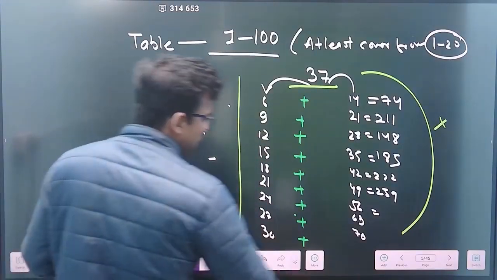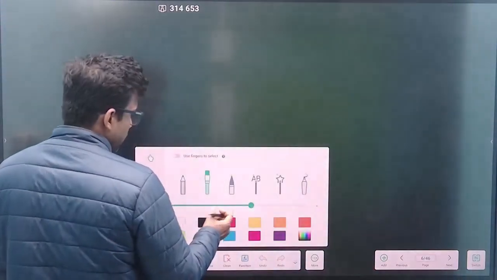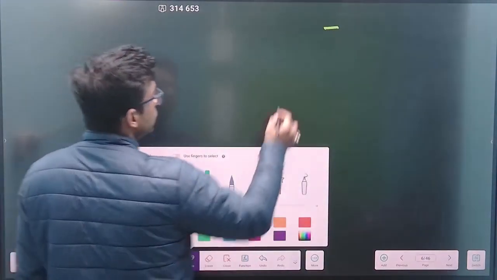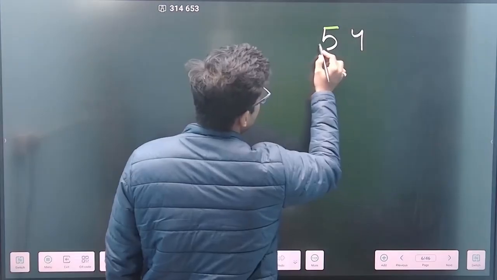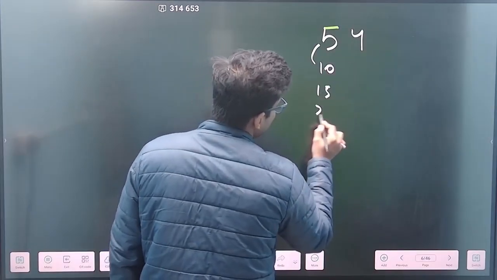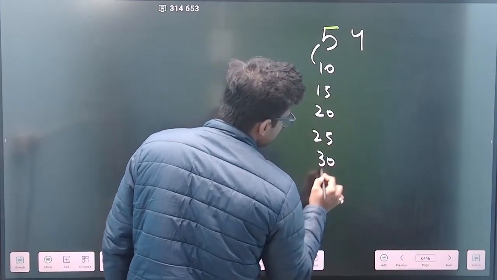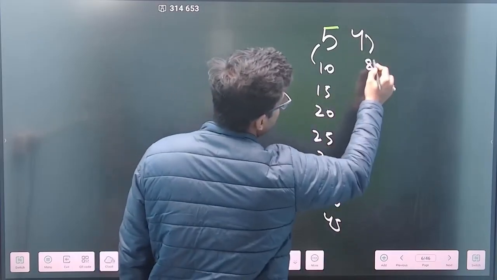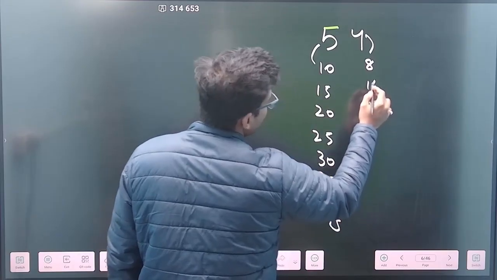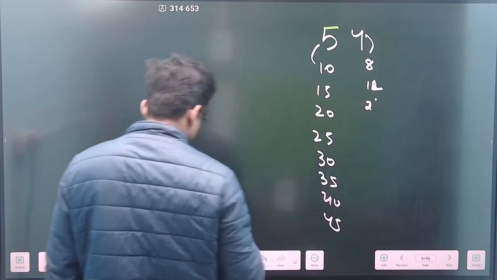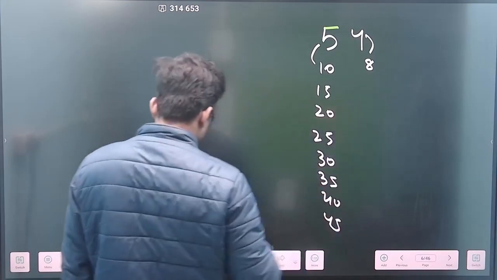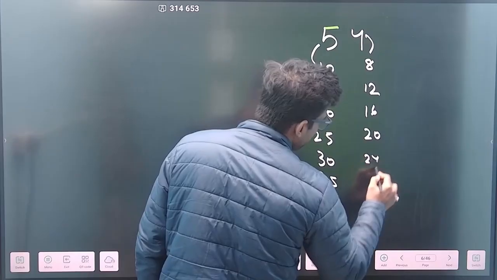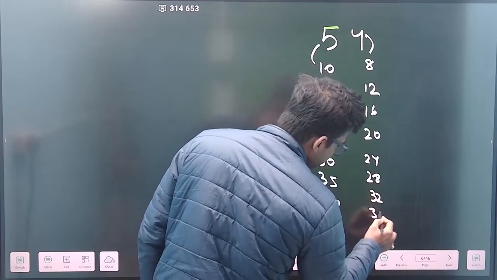Suppose if I ask someone to write down the table of 54, again what will he do? The 54 table is what? Write down the table of 5: 10, 15, 20, 25, 30, 35, then 40, then 45, right? Table of 5, then write down 4, 8, 12, 16, sorry. You will write down table 4: 8, 12, 16, 20, 24, 28, 32, 36 and 40.